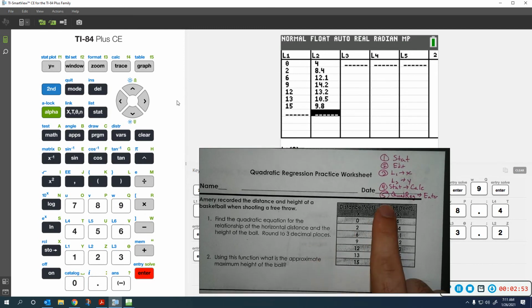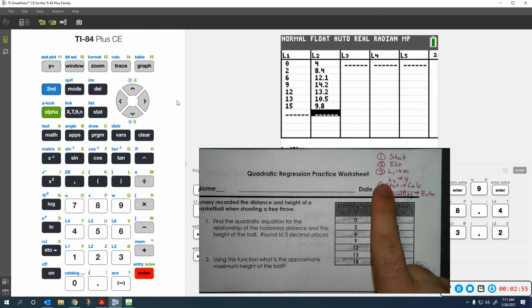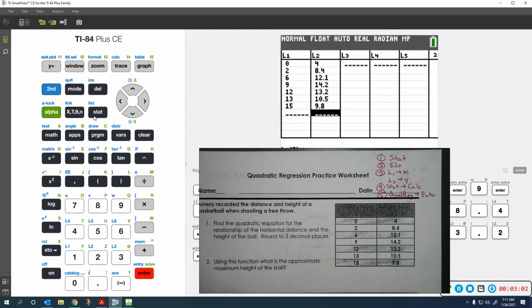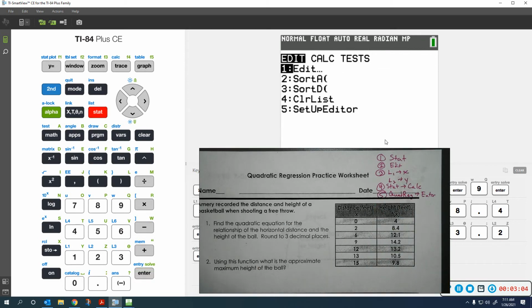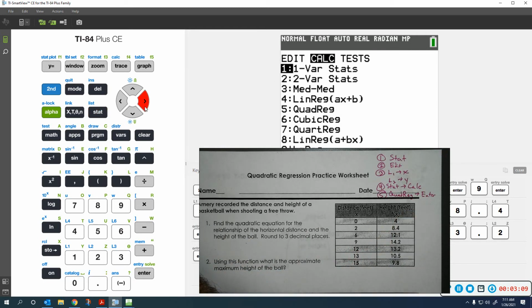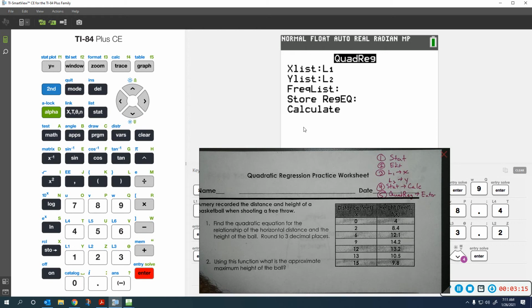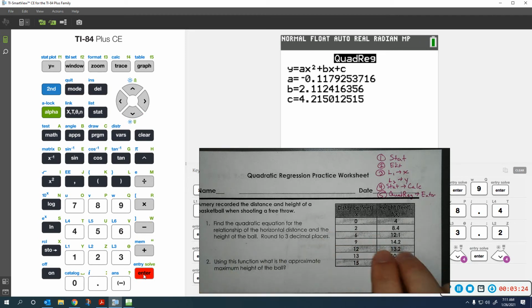We're going to go back through to Stat. So we did the first 3 steps. We Stat, Edit, we typed in our L1s and our L2s. Go back to Stat, so come over here, click the Stat button. Now we're going to right arrow over to Calc. In the Calc menu, you're going to go down to Quadratic Regression. You're going to push Enter. And then you're just going to go down to where it says Calculate and push Enter again. And there is our quadratic.